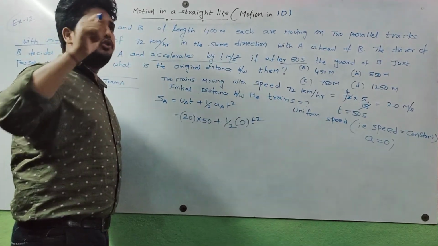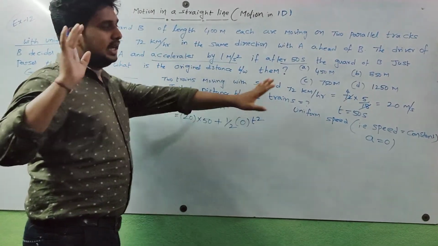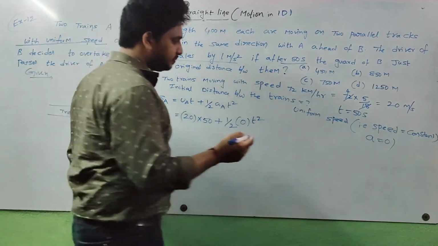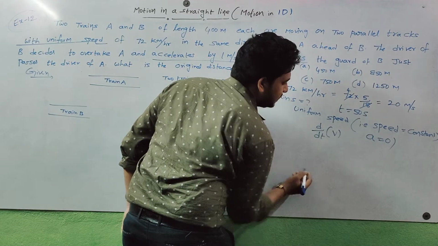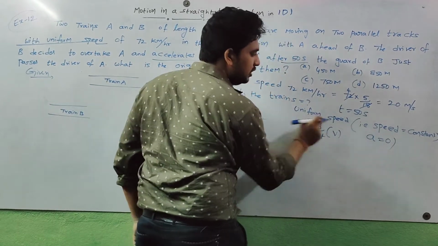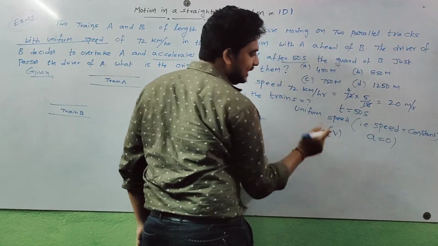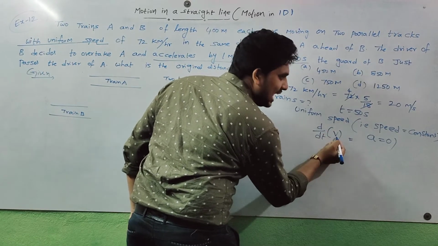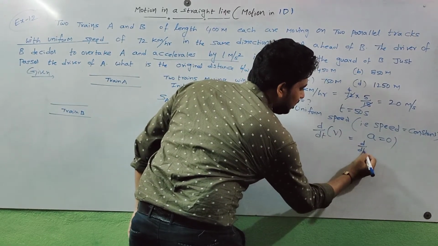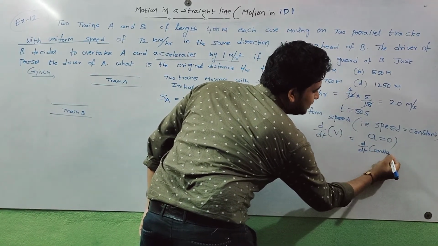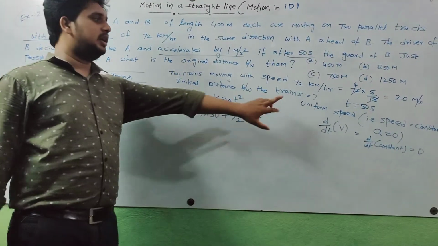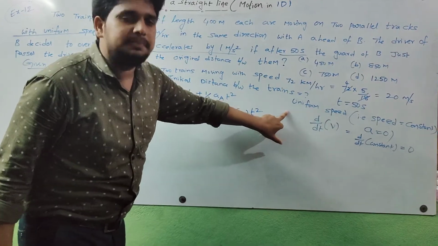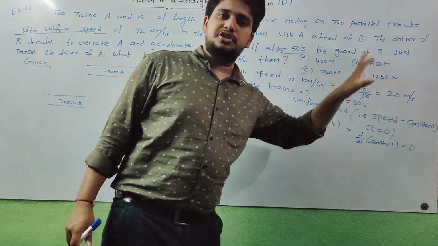If a body travels with uniform speed, then acceleration is definitely 0, because a = dv/dt. Here v is constant, because uniform speed means speed is constant. The derivative of a constant is 0. That's why if a body is moving with uniform speed, then acceleration must be 0.